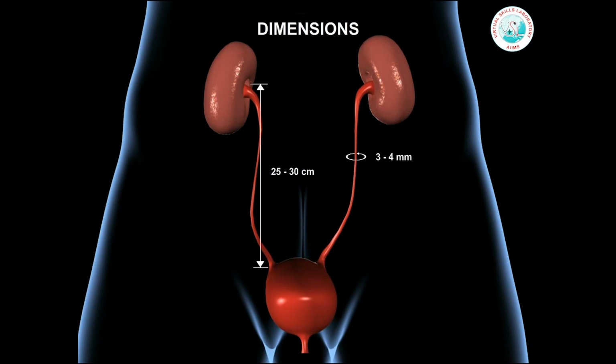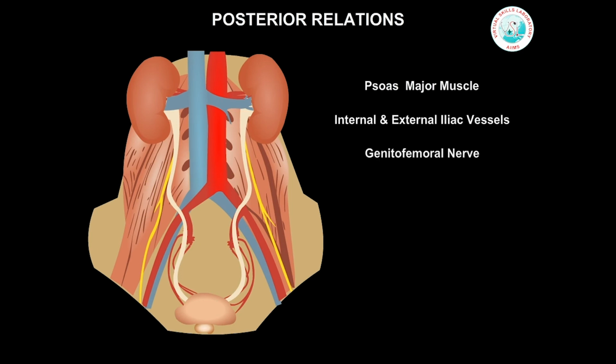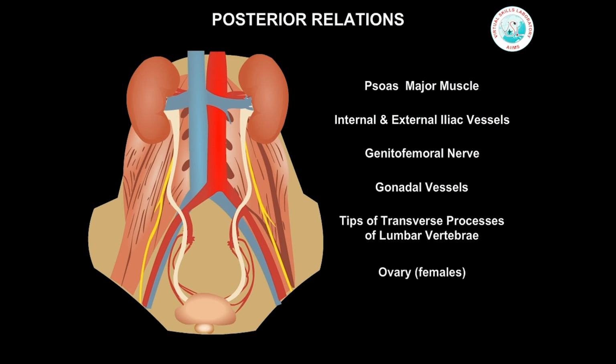It can be divided anatomically into the pelvis of the ureter, an abdominal part, and a pelvic part. The ureters are posteriorly related to the psoas major muscle, internal and external iliac vessels, genitofemoral nerve, gonadal vessels, tips of transverse processes of lumbar vertebrae, and ovaries in females.